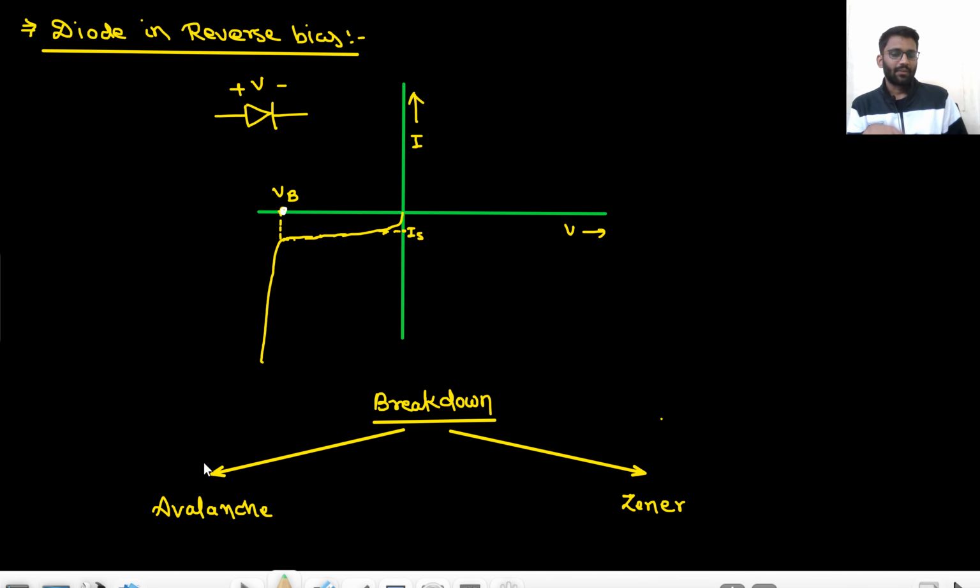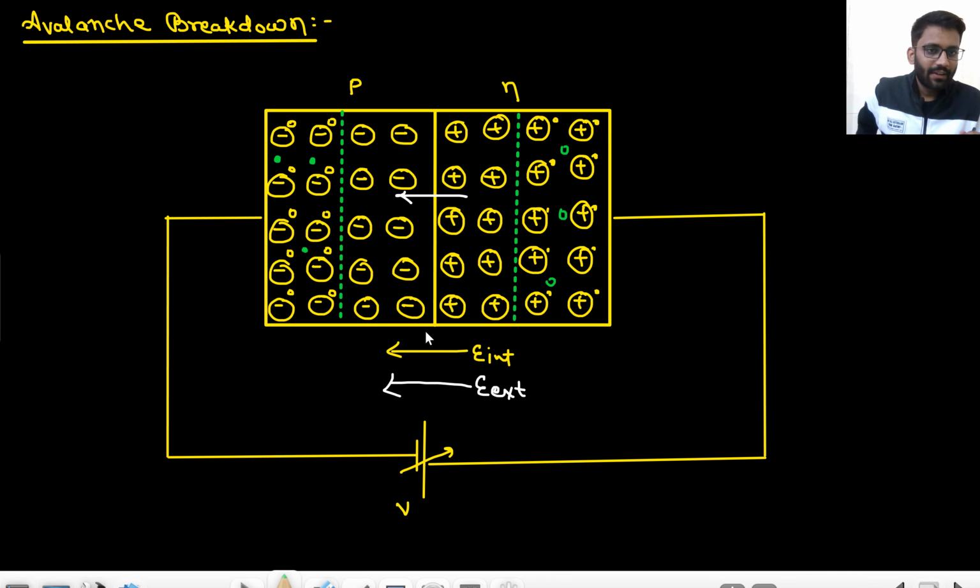What happened in avalanche breakdown? Let's just revise it. There was already some internal electric field. Now I increased my reverse bias, so the internal field plus the external field. So there was a lot of electric field, and because of this, electrons felt more force.